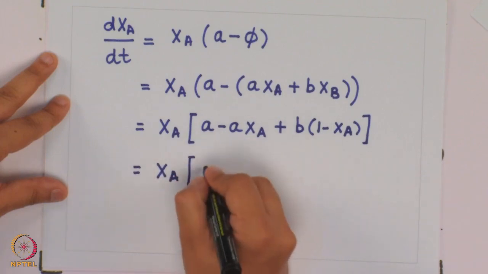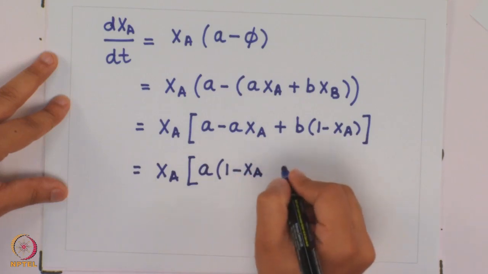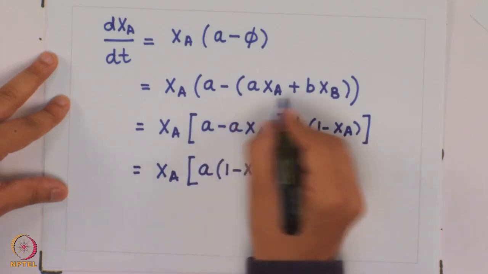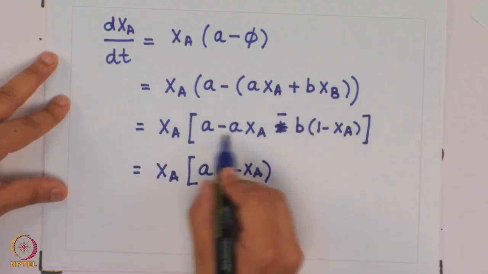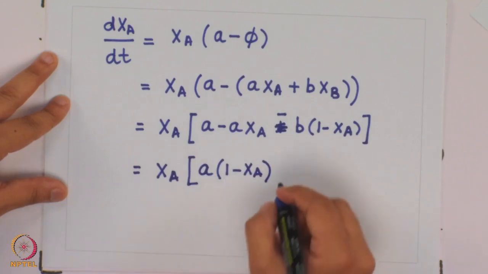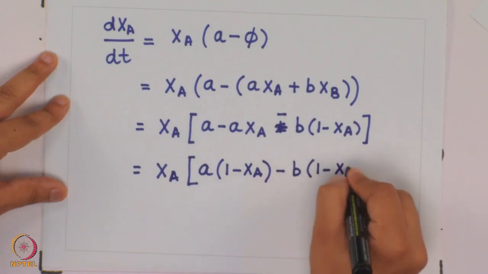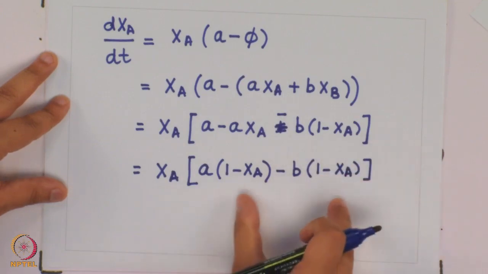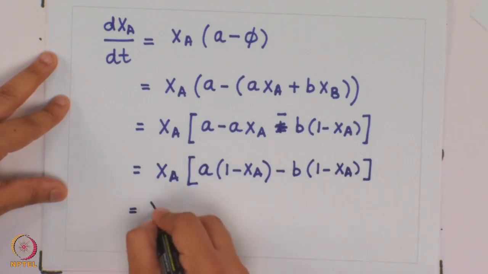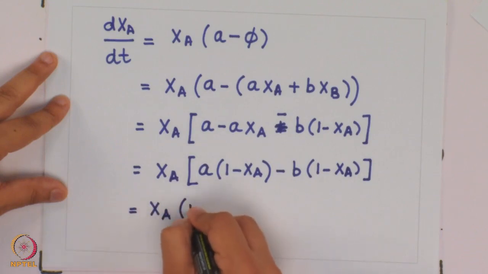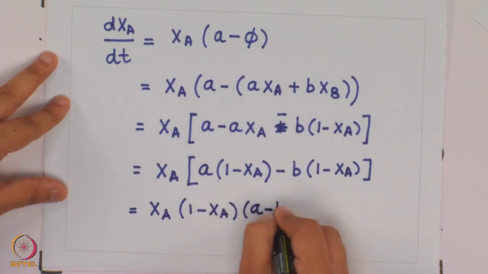From these two terms I can take a common, I get 1 minus xa. This should be a negative here, because when I open the bracket there is a negative sign outside. I take a common and I am left with a times 1 minus xa minus b into 1 minus xa. And now from these two terms I take this common factor 1 minus xa out, and I get xa times 1 minus xa into a minus b.